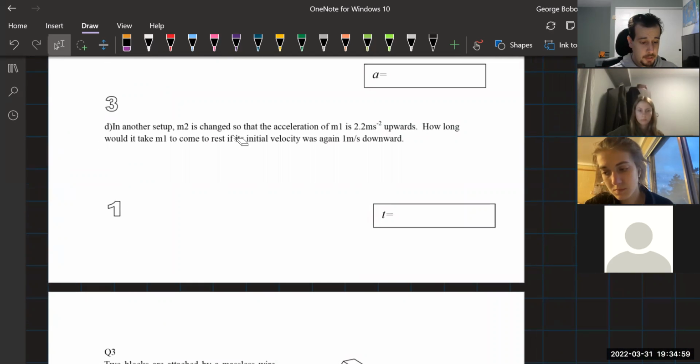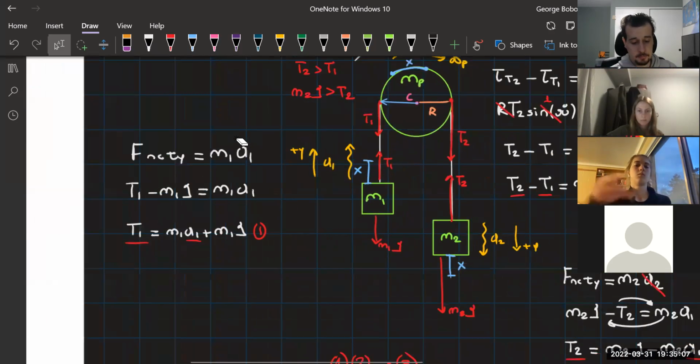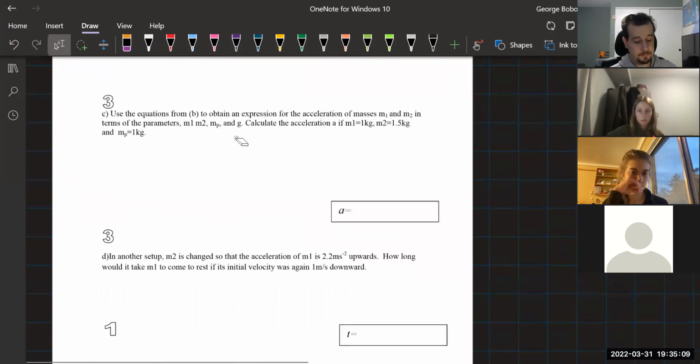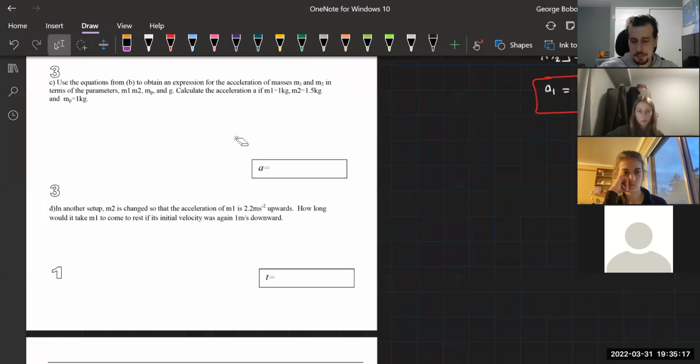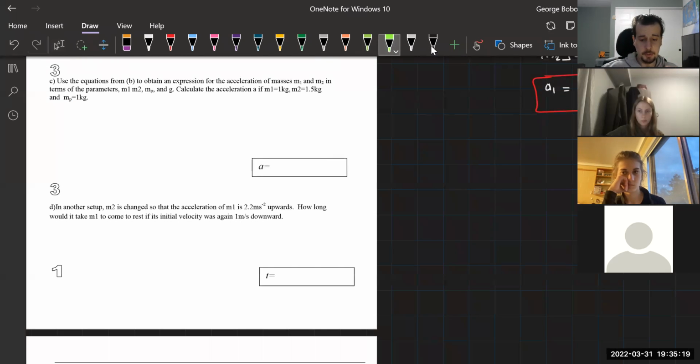In another setup, we have M2 changed so that the acceleration of M1 is 2.2 meters per second squared upwards. Okay, fair enough. How long would it take M1 to come to rest if its initial velocity was again 1 meter per second downward? Look how they're teasing you here to do kinematics. It's really silly, but whatever.